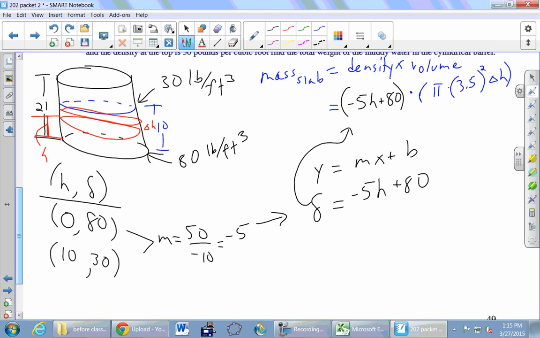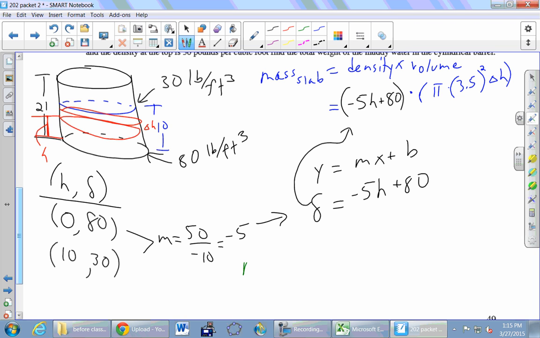We need the same variable. So that would be the mass of the one slab. But we've got lots and lots of slabs, maybe hundreds or thousands of these slabs. And so to find the mass of all the water, what are we going to do with the masses of all these slabs? We're going to add them all up in a sum, sigma. And then if we make more and more slabs, that sigma becomes an integral. And so let's go to our integral.